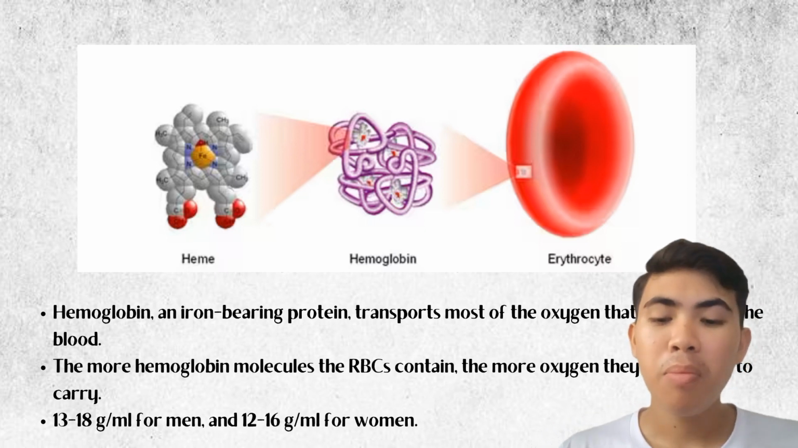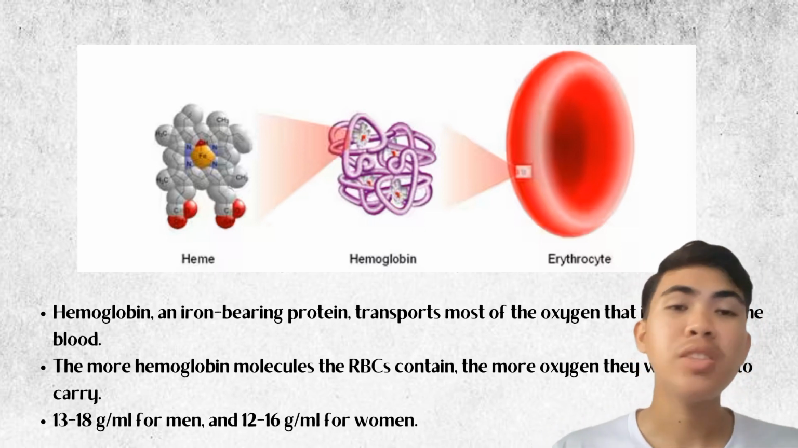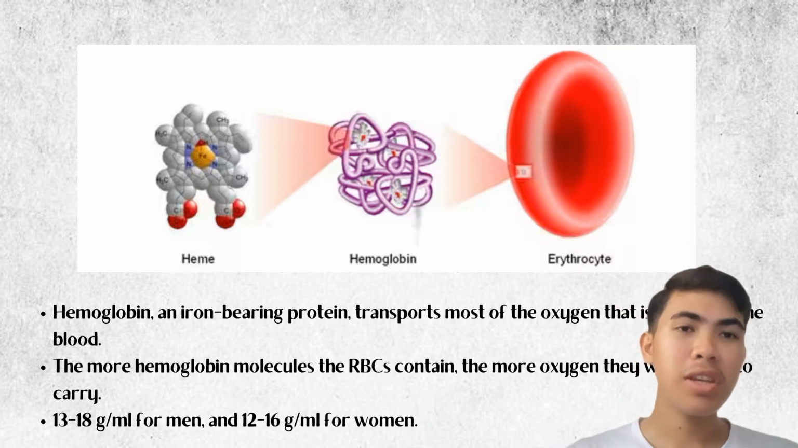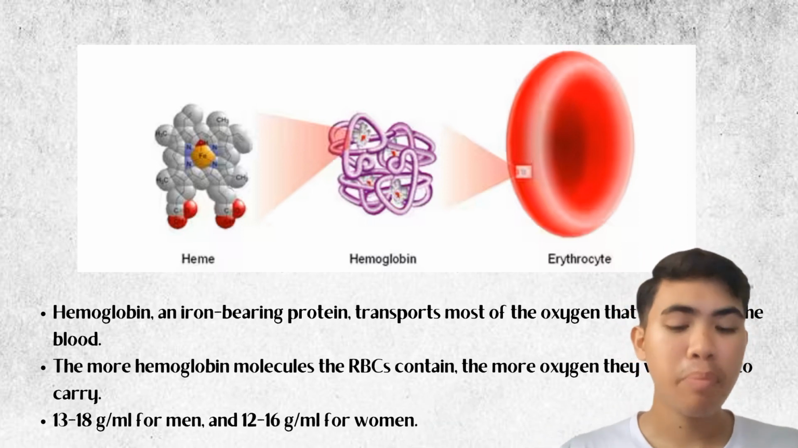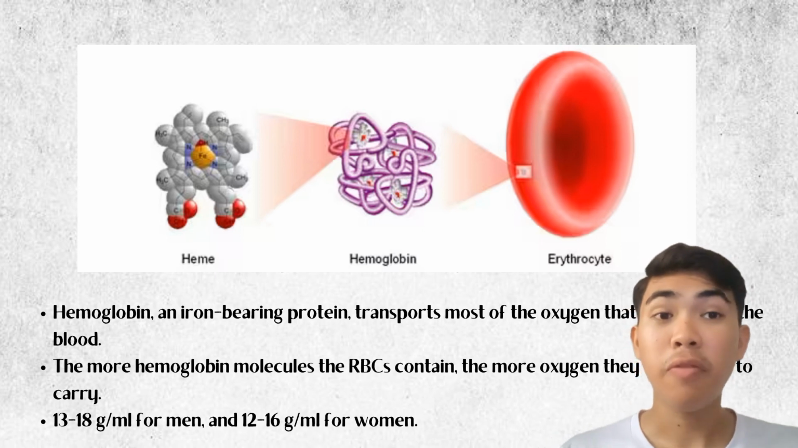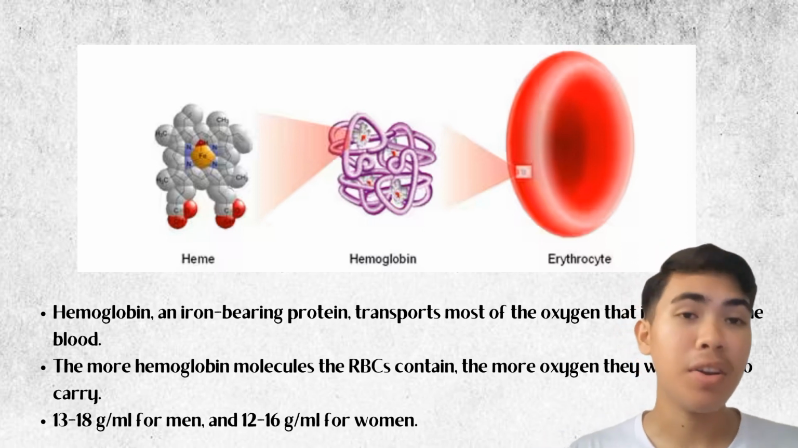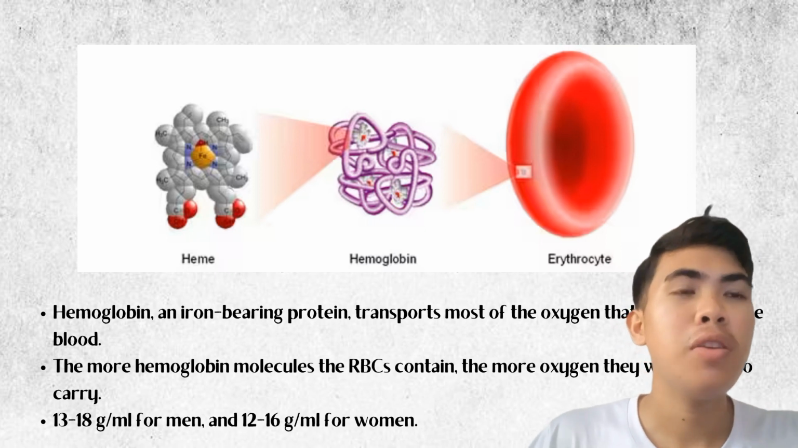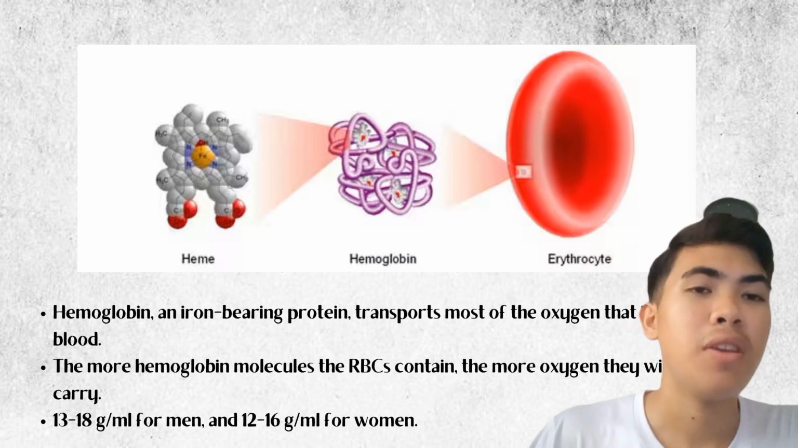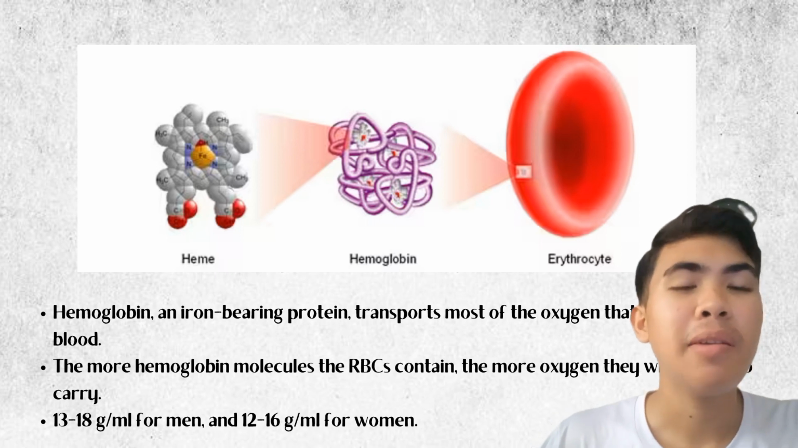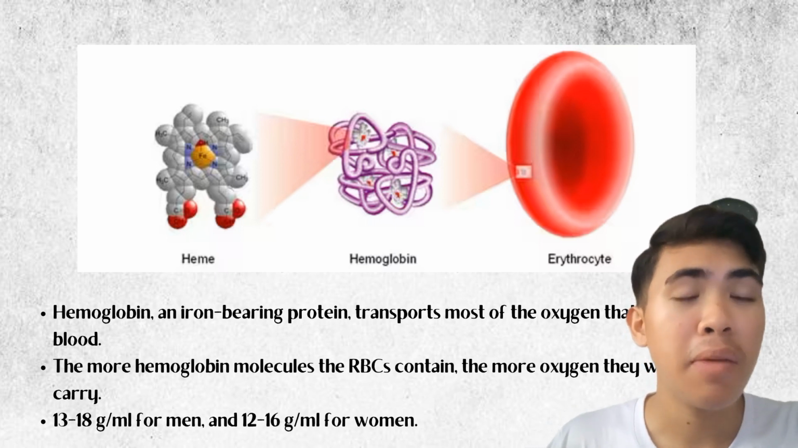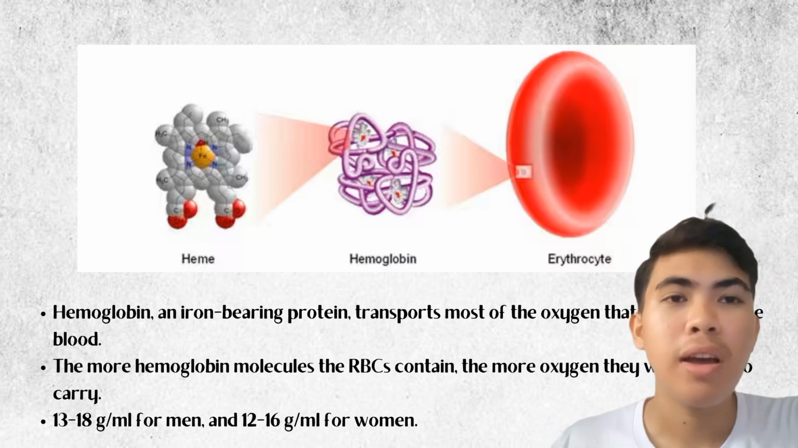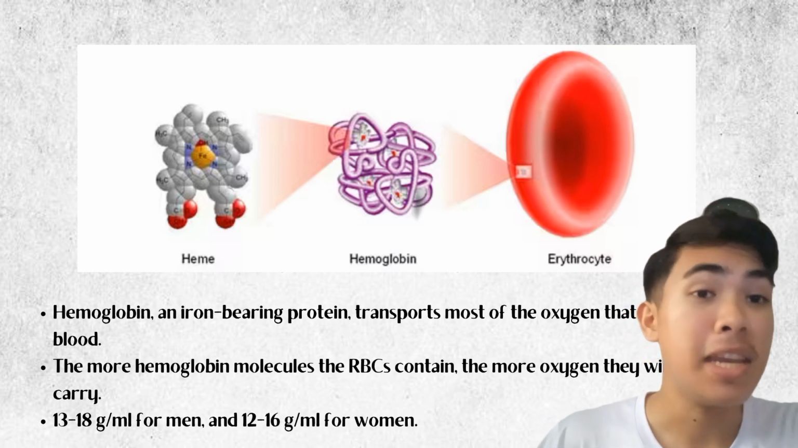Now, after gender, next is diet. It really depends on the diet of a certain person. Food rich in iron, such as red meat, poultry, and seafood, as well as vitamin C, helps absorb iron. So if you incorporate iron in your diet, you would likely have more hemoglobin, and you would somehow prevent yourself from having anemia.